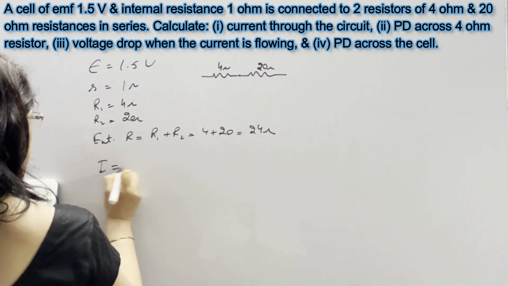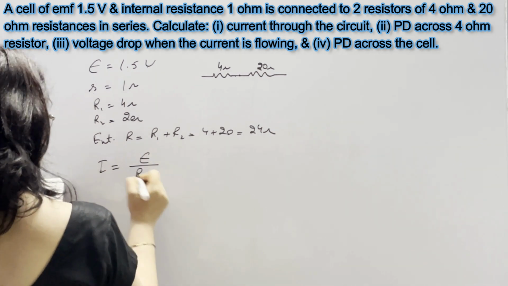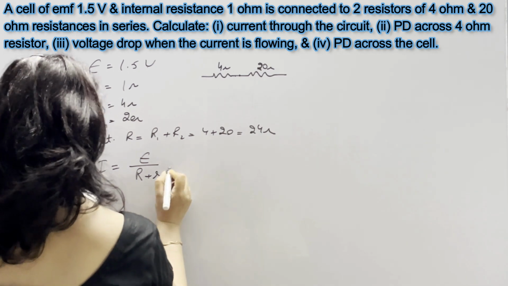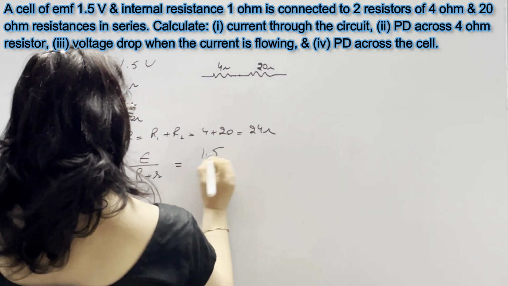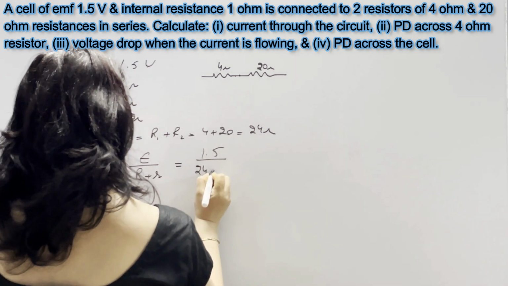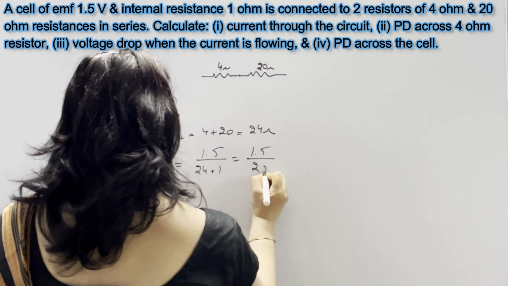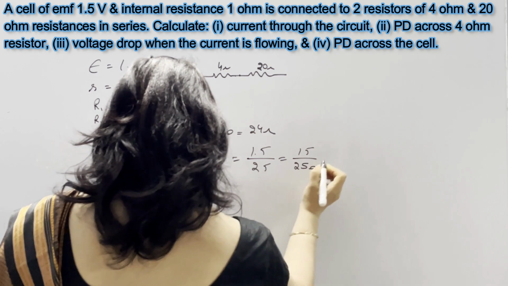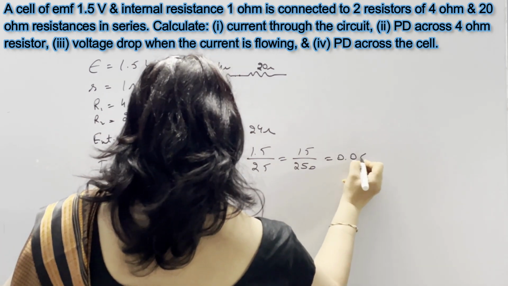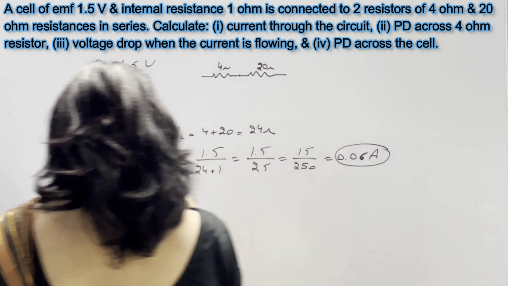Now current is equal to EMF upon external resistance plus internal resistance. Now given EMF is 1.5, this is 24 plus internal resistance 1. It means 1.5 divided by 25. So value comes out to be 15 upon 250, or we can take it as 0.06 ampere. This is the current in the circuit.